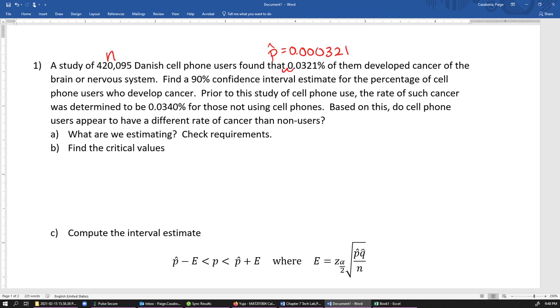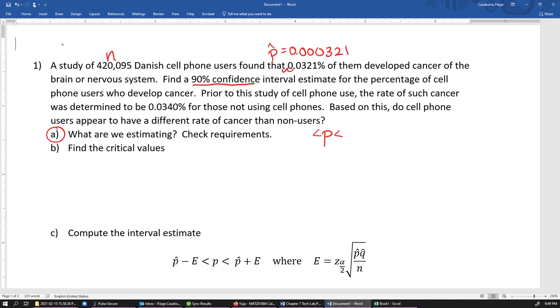So based on that, we're supposed to find a 90% confidence interval estimate. So here is my confidence level for the percentage of cell phone users who develop cancer. So this is telling me what I'm trying to estimate. So this is an estimate for a proportion, and this is the first thing you need to determine on these questions: what are you trying to estimate. So this is an estimate of the population proportion.